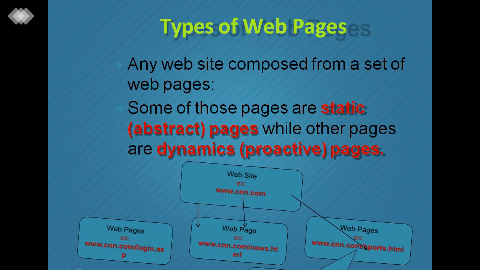Here you can understand I have mentioned some websites as examples, showing how these websites relate to the set of web pages. So these are the different web pages, and here you can see a static page, an abstract page. So it is clear there are two types of web pages, static and dynamic. Static is called the abstract page and dynamic is called the proactive page.